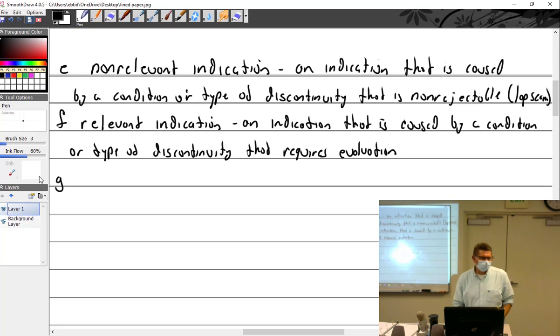We just didn't have those in aviation. There are no discontinuities that are allowed that I was ever aware of. So anything that was determined to be a discontinuity was then evaluated to be cause for rejection. But it's not that way in all NDT for certain. You can get non-relevant indications.